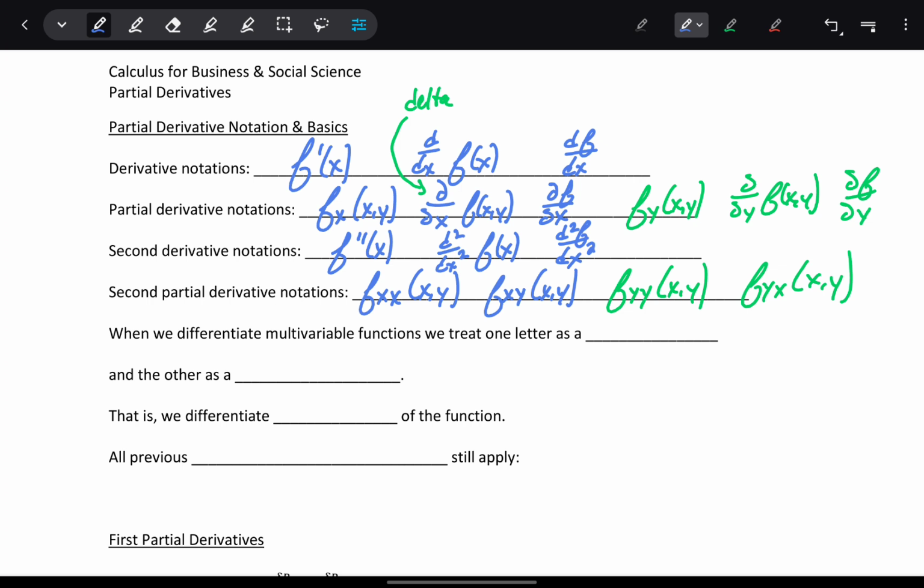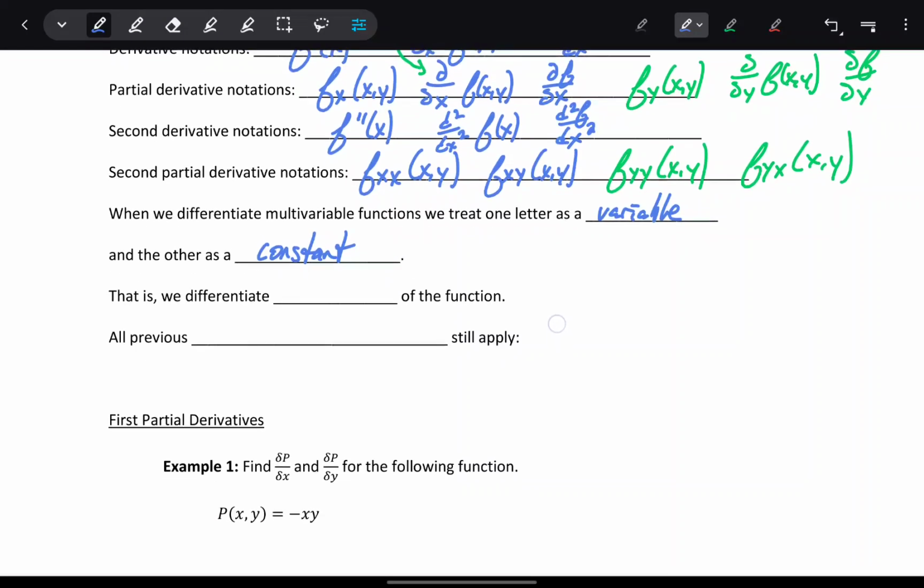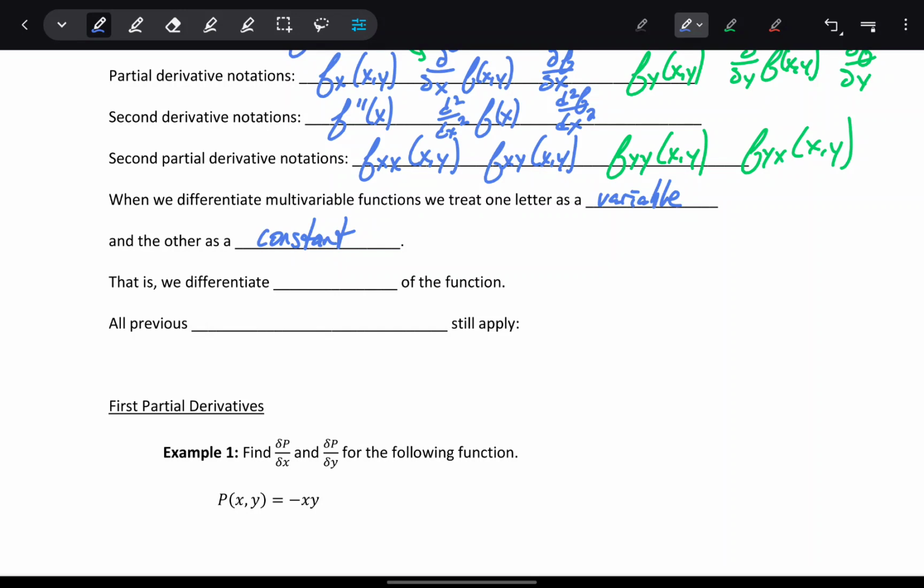That is, when we differentiate multivariable functions, we need to treat one letter as a variable and the other as a constant. That will be the difference that comes into play depending on that notation. And we'll see in a minute examples of how that works. So this idea of treating one letter as a variable, the other as a constant, is the idea that we're differentiating part of that function. That's where that idea of partial derivatives comes from.